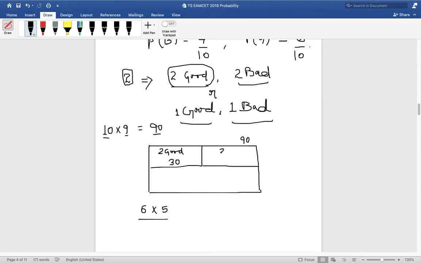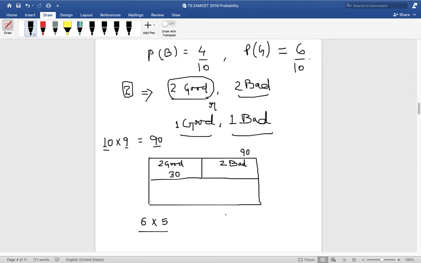Now let us look at both being bad. 2 bad mangoes. How many bad mangoes are there in the bag? 4. So I can select the first one in 4 ways. Second will be in 3 ways. So total ways are 12.